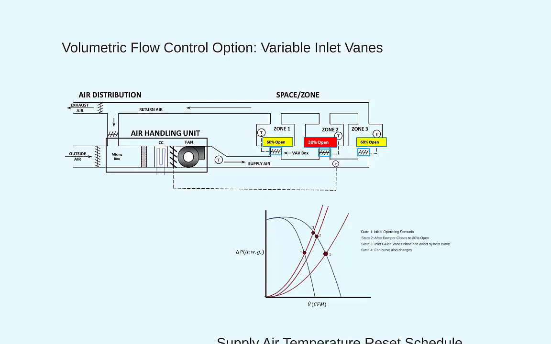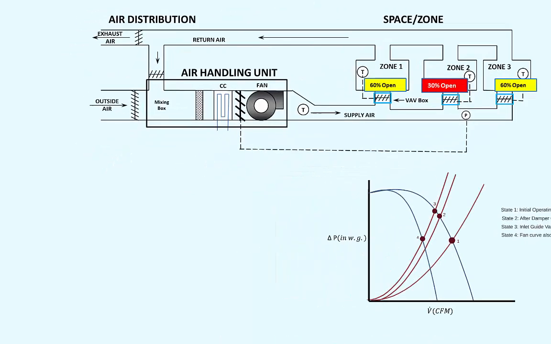So, inlet guide vanes modulate to maintain the static pressure set point in the supply ductwork, and they do so by changing the fan curve. The speed of the fan actually doesn't change, as we will see happen with the VFD. The fan curve changes due to the induced rotation of the airstream as it enters the fan. After the vanes adjust, the new operating point of the fan will be the intersection of the new system curve and the new fan curve.